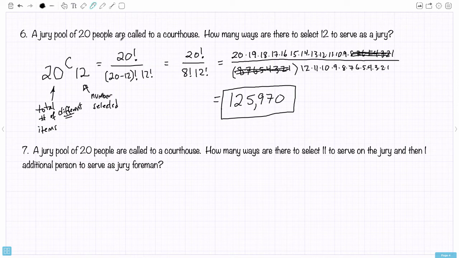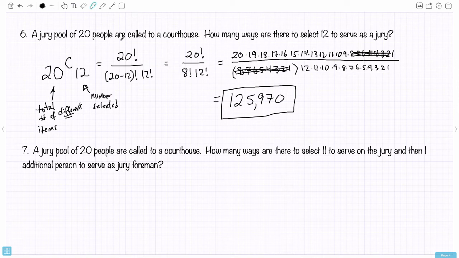But here each different possible outcome is counted, where each different one of those 12 people could be the jury foreman. In other words, it would be a different result. I'm counting it differently if the first person was the jury foreman or the second or the third. So each of those is a different possibility here because it counts as different when one of them is a jury foreman and you're saying you've got 11 regular jury members and 1 foreman.